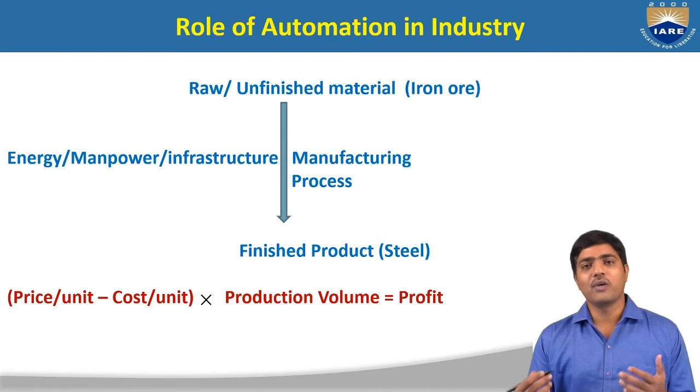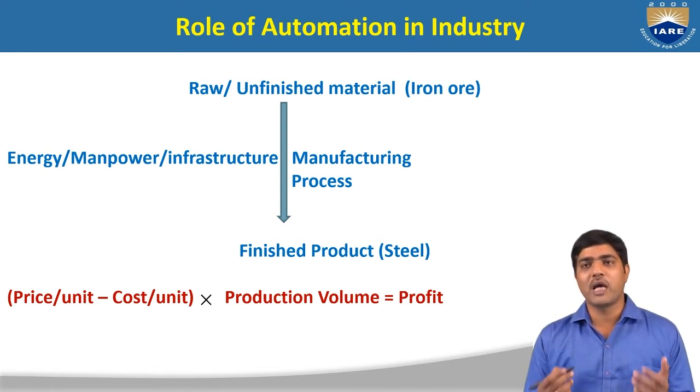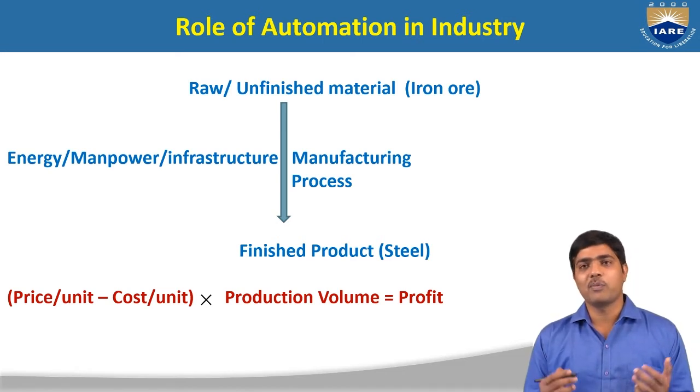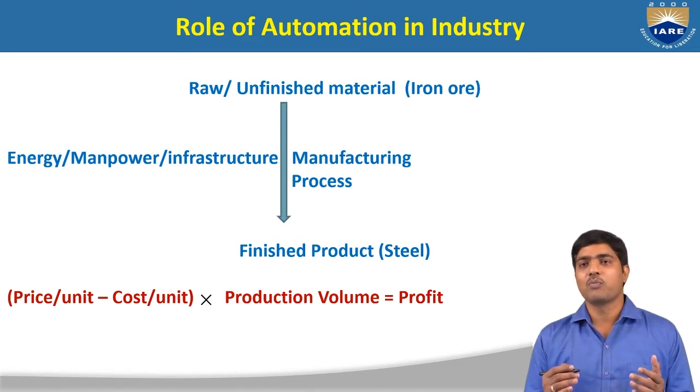So here you are supplying the iron ore, a raw or unfinished material, to a manufacturing process, that is the steel industry, and the final outcome will be steel. But what do you require to convert this raw or unfinished material into the final product? You may require energy, manpower, and infrastructure. These are very important for any industry. Energy plays a very major role, and manpower and infrastructure are required. Together we can call this the manufacturing process.